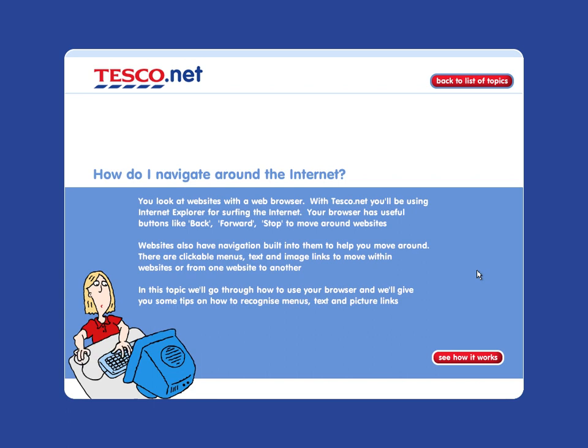How do I navigate around the internet? You look at websites with a web browser. With TescoNet, you will be using Internet Explorer for surfing the internet. Your browser has useful buttons like back, forward, stop to move around websites. Websites also have navigation built into them to help you move around. There are clickable menus, text and image links to move within websites or from one website to another. In this topic, we'll go through how to use your browser, and we'll give you some tips on how to recognize menus, text and picture links.